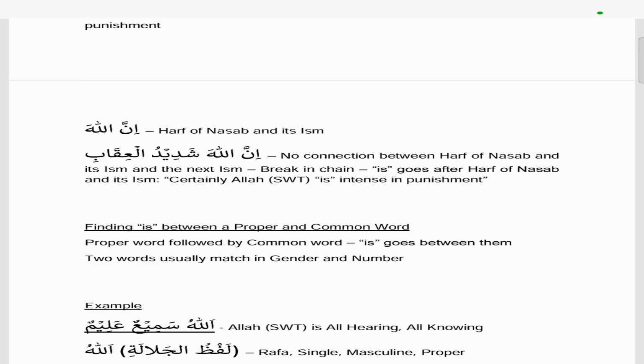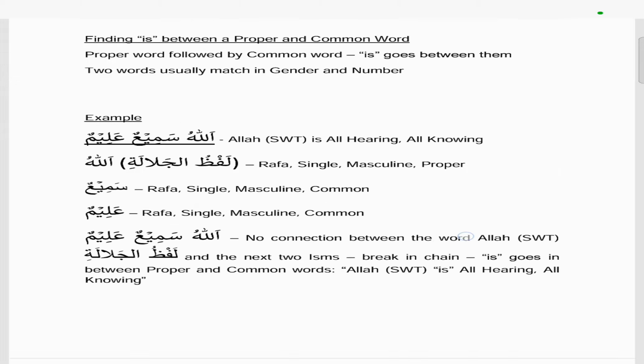And you notice that shadidul iqabi is actually an idafa fragment, because if you look at shadidu, it's light and there's no al on it. And therefore, if you look at iqabi, it's jar in status because it's a mudaf ilayh. So shadidu is the mudaf, and iqabi is the mudaf ilayh. So finding "is" is between a proper and a common word. So a proper word followed by a common word, "is" goes between them. So two words usually match in gender and number.